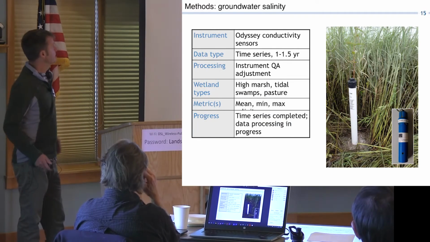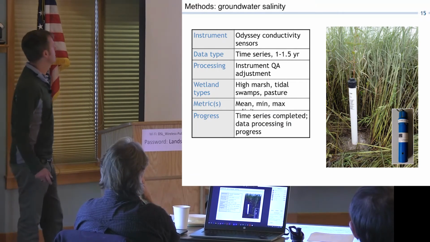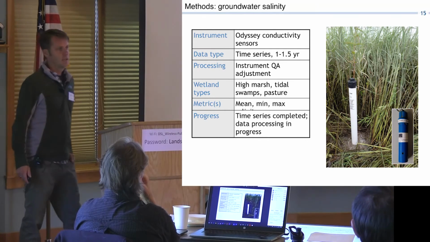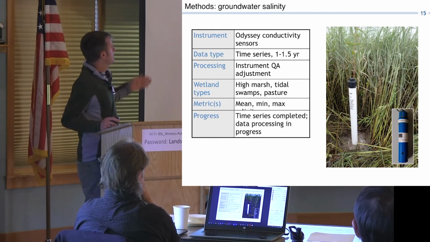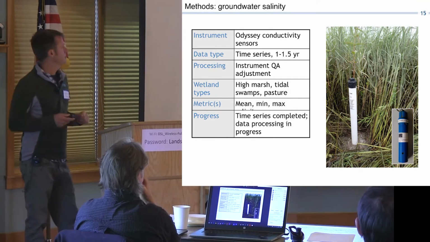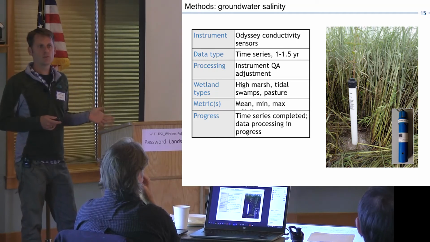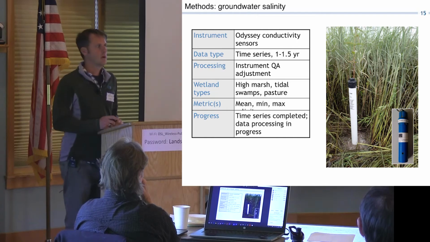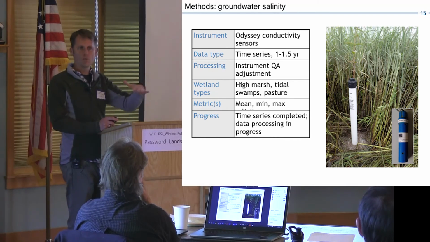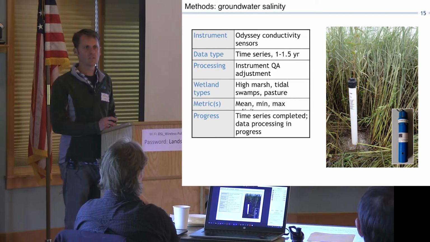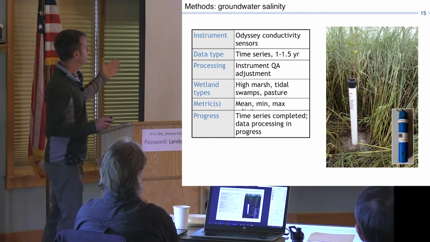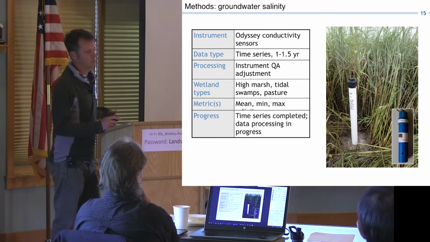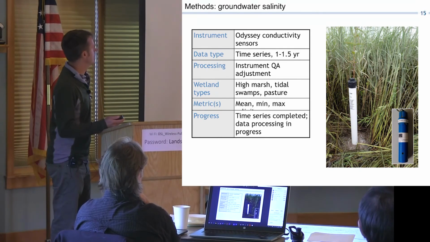So to measure groundwater salinity, we deployed Odyssey connectivity loggers in groundwater wells and obtained time series of at least a year. We put these groundwater wells in the high marsh, tidal swamps, and a couple of the pastures. We did not measure eelgrass or low marsh where previous data, particularly from Laura Brophy, suggests that the groundwater in a low marsh is almost always near the surface, so not necessarily a lot of variation in those ecosystems.